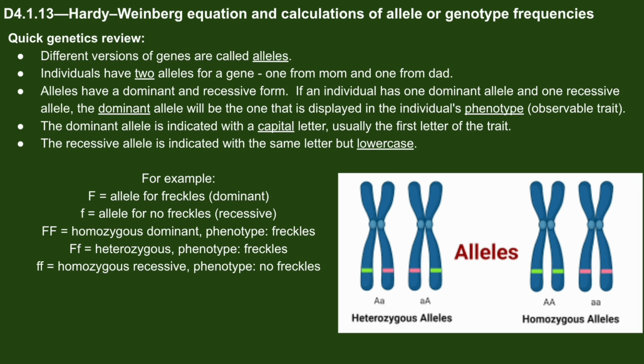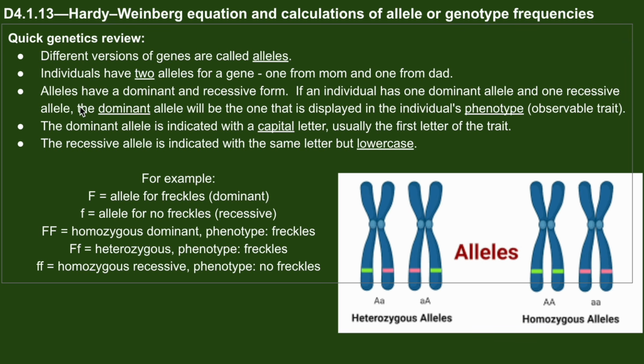Before we go on, it's important that we do a quick genetics review. Now, this might be from an earlier biology class or all the way back to middle school. So dig deep. If you don't know this, it's time to learn it now. First step, we already established that different versions of genes are called alleles. Individuals have two alleles from a gene, one from mom and one from dad.